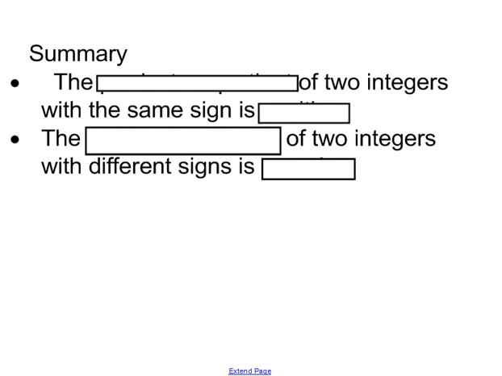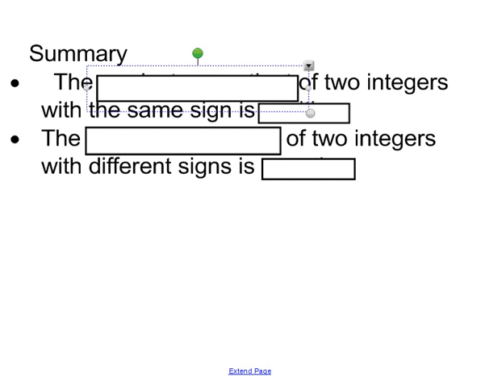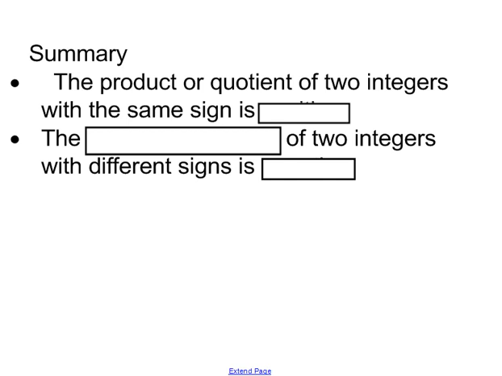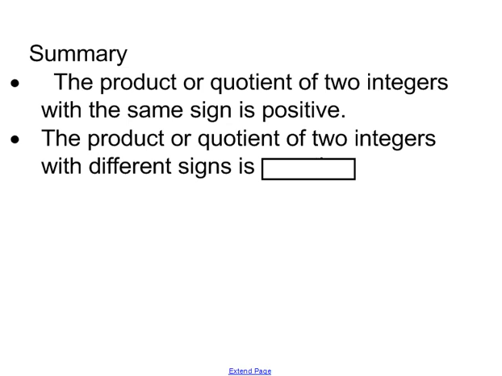Summary. The product or quotient of 2 integers with the same sign is positive. If they're the same sign, the answer is positive. If they have opposite signs, then they're negative.